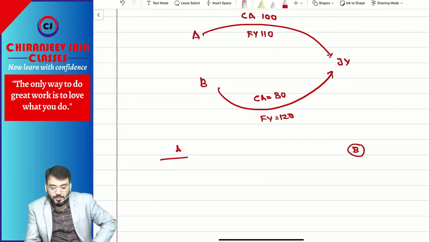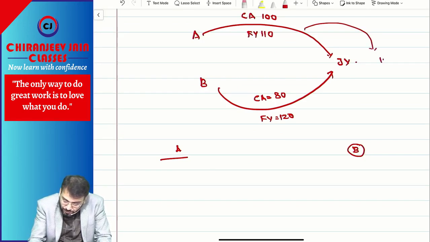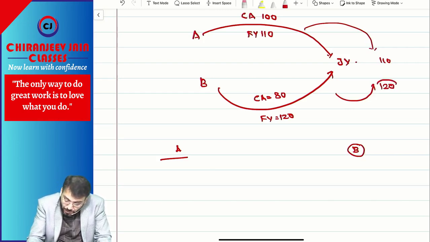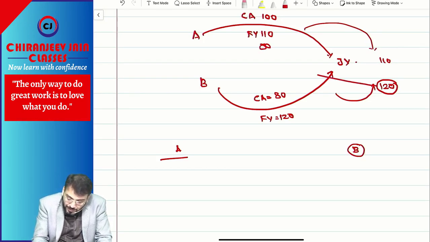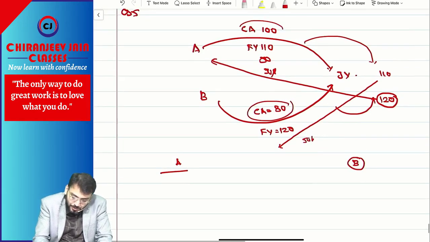Now just try to understand. This asset will come at 110 here. This asset will come at 120. Means this asset is 120. It was 50-50. 120, now how much will come here? 50%. And this will come how much? 50%. But this will remain the same, right?